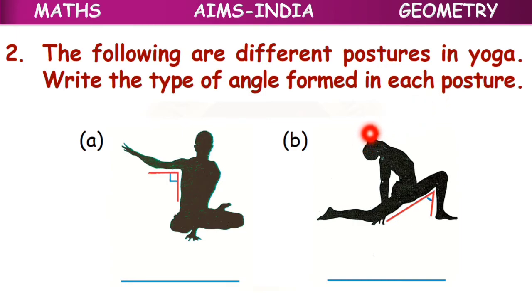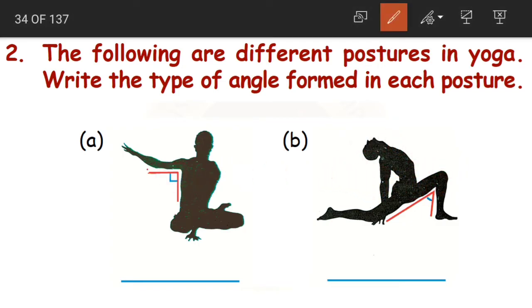Now the following are the different postures in yoga. Write the different type of angle formed in each posture. Yes, we all know yoga, right? So these are some of the yoga postures. Okay, so we have to write the angle formed. As we can see here, it is in the form of an L shape. So the angle formed is a right angle.